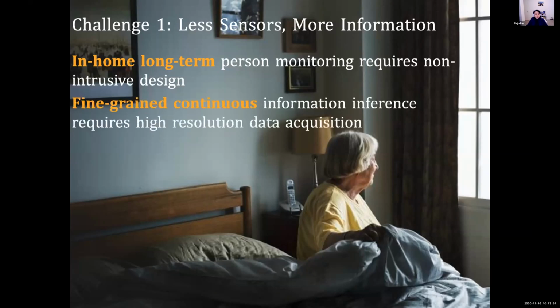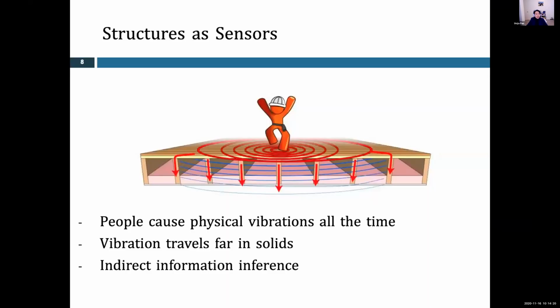And by more information, I mean for many emerging applications such as mental behavior profiling or fall risk prediction, fine-grained and continuous information are required to acquire the high-resolution information so that we can enable accurate inference. So how can we achieve these? Our answer to this question is to use structures as sensors.